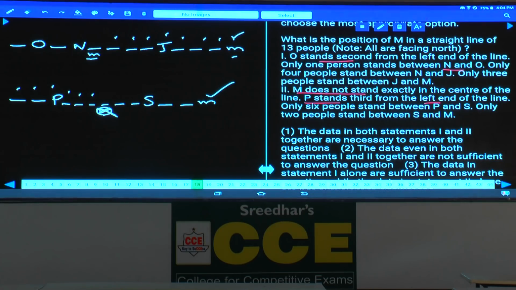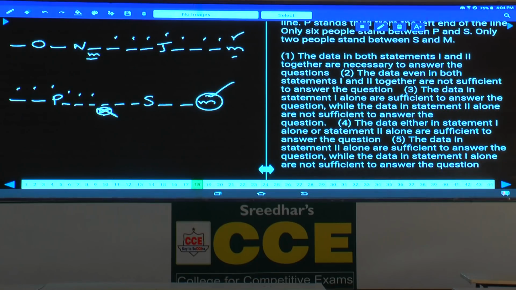Are you getting the answer or not? What is the answer we are getting here? The position of M is the 13th position from the left hand. Hence, only 2 alone is sufficient. Only 2 alone, question number 18, choice 5 is the answer. The data in 2 alone is required or sufficient, that is choice 5.